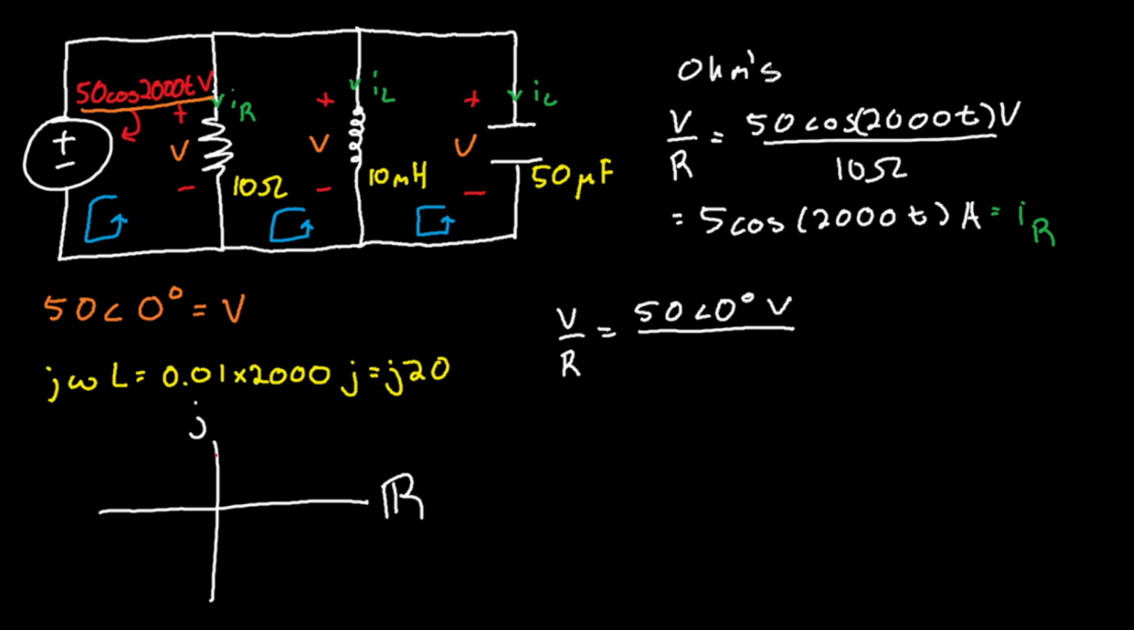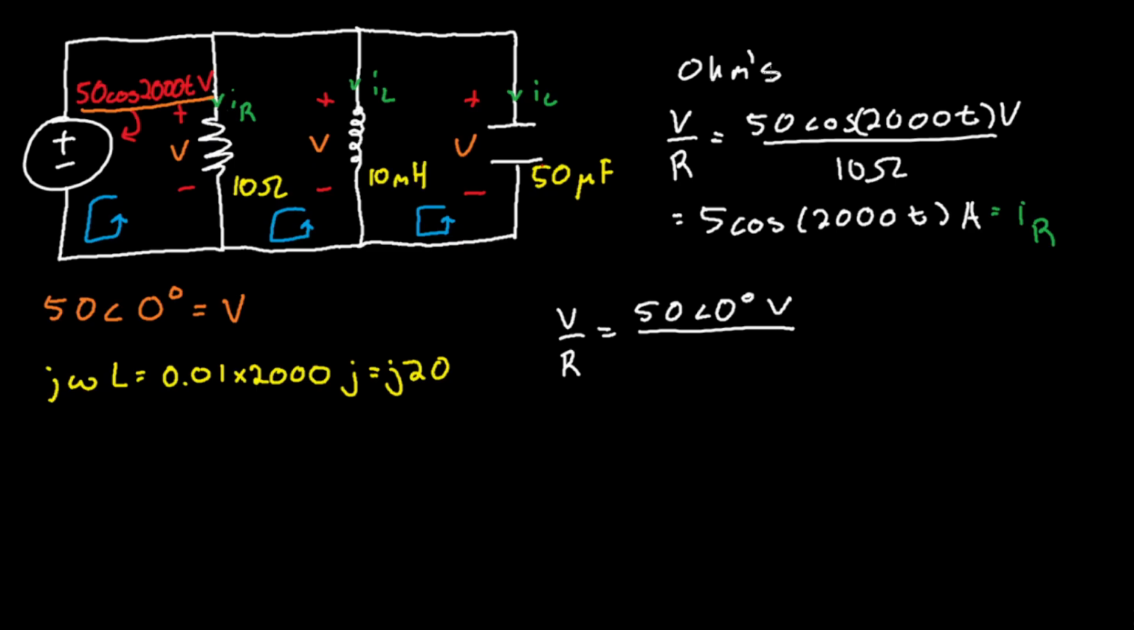So if I were to plot this like this, then the polar coordinate would be 20, since that's the magnitude of j20, and 90 degrees. Because this point forms a 90-degree angle with the x-axis, or the horizontal axis.